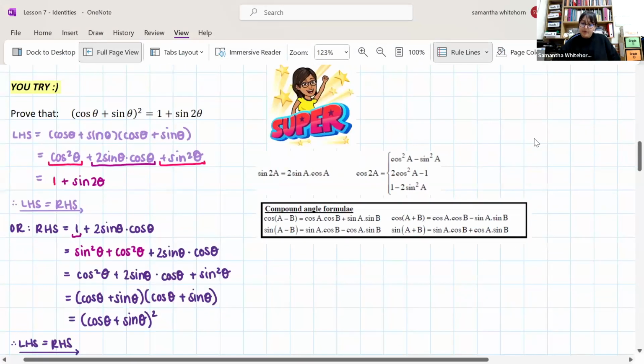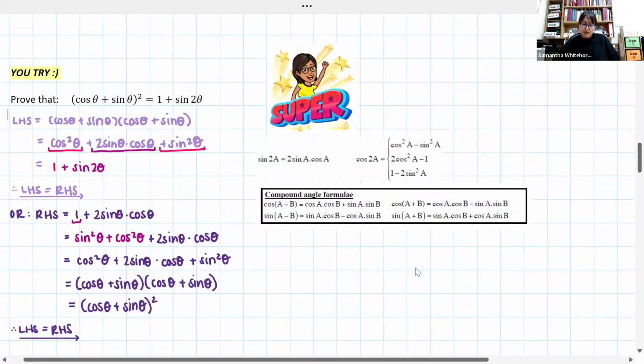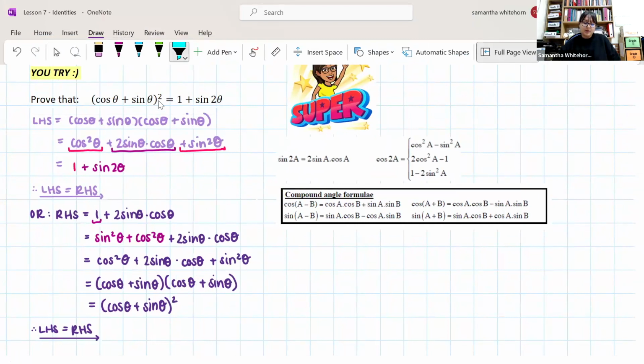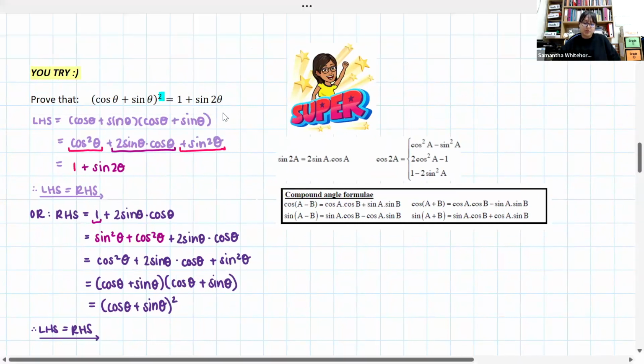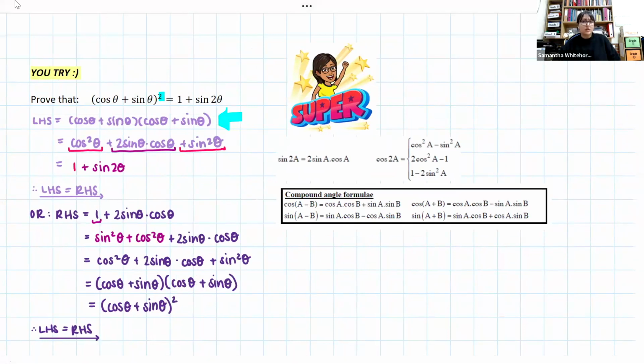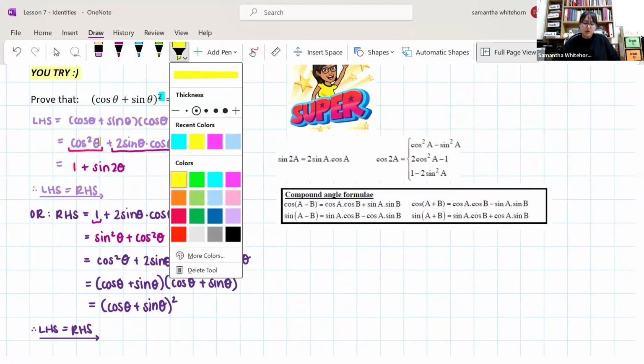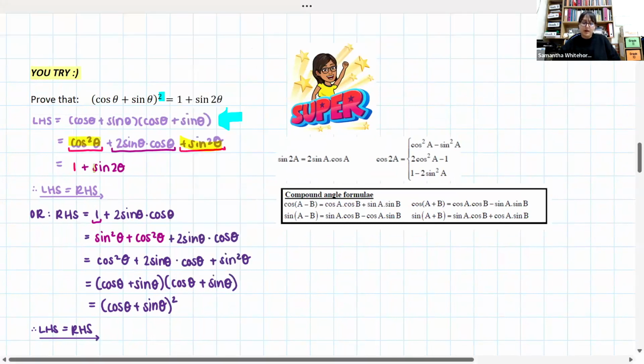The first option is that you could have worked with the left-hand side. Because of the square, you would need to distribute your brackets, which is what I did over here. Distribute, and then start looking out for your identities. So cos squared plus sine squared, remember, is your Pythagoras or square identity. That becomes 1.